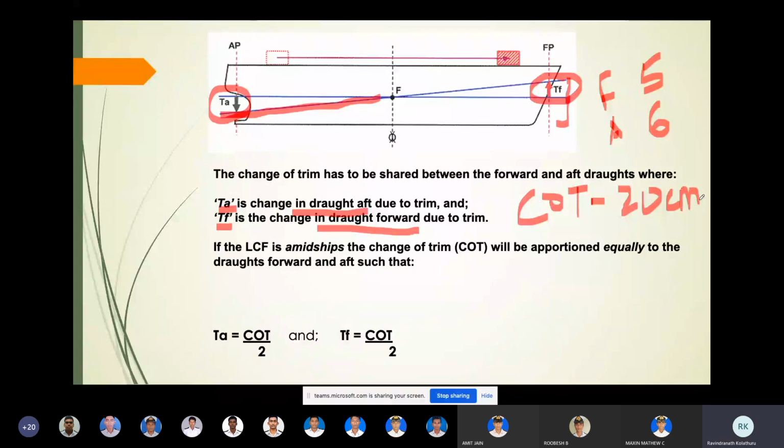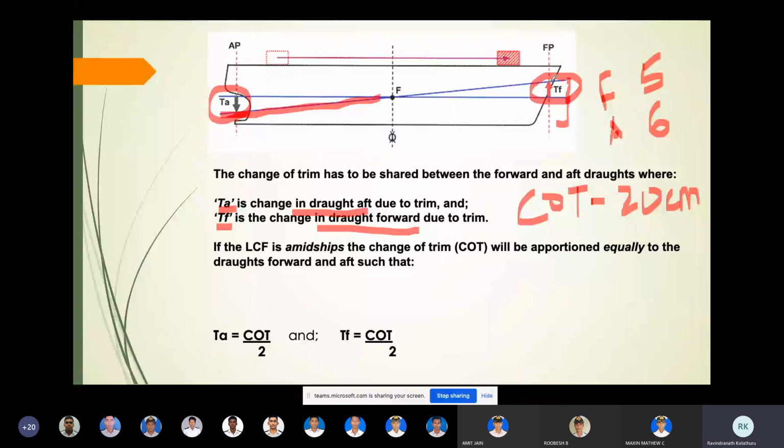Okay, now I know my forward draft and aft draft. I know the entire change of trim. But now if I ask you what is my final trim, or if I ask you what is my final drafts, will you be able to tell what is the final drafts forward and aft? No, because we know the entire change of trim only. We don't know this 20 centimeters, how much to apply forward, that is this TF, and how much to apply in the aft section.